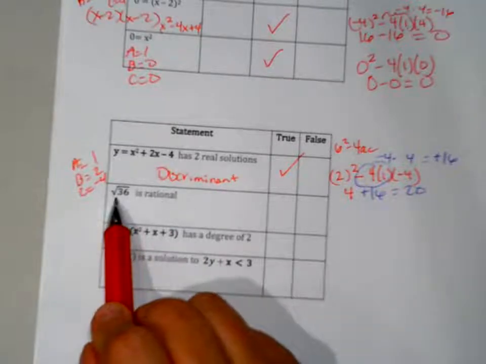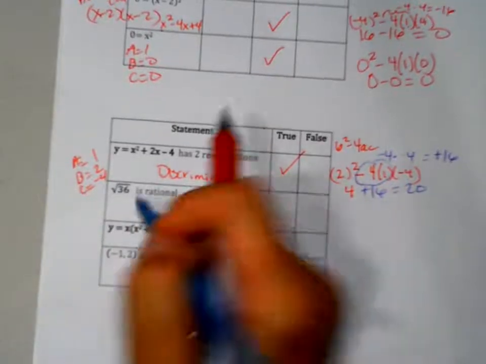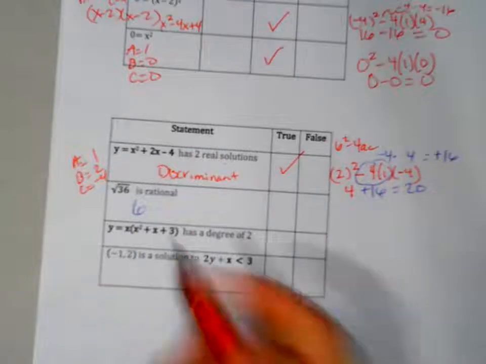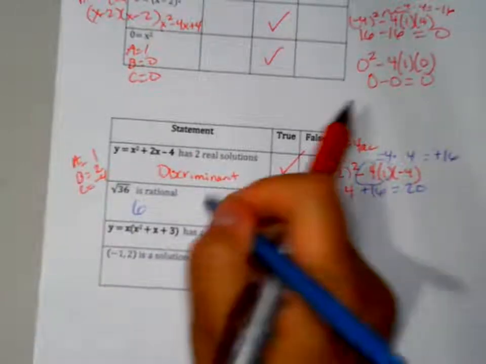The square root of 36 is rational. The square root of 36 is 6. You can write 6 as a fraction. Okay, it's 6 over 1.